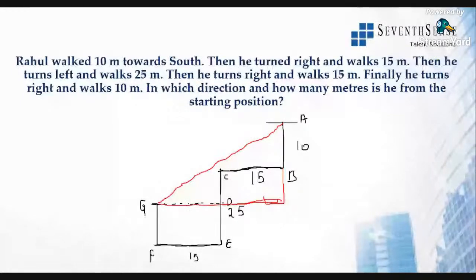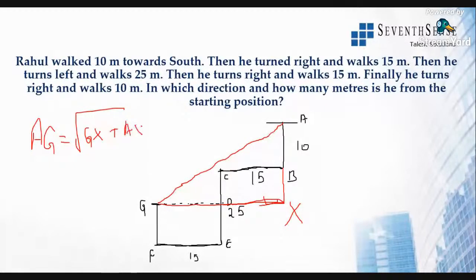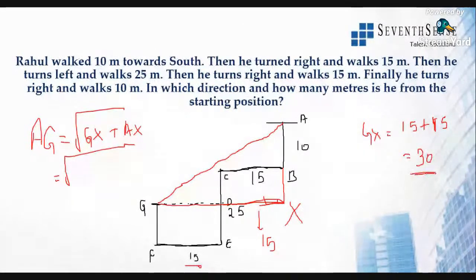Extending this, I'm just getting X here, G there. So they're asking for the distance AG. AG is equal to the square root of GX squared plus AX squared. So what will be GX? GX is this distance 15 plus this distance 15. So totally GX is equal to 15 plus 15, that is equal to 30. So GX is 30.